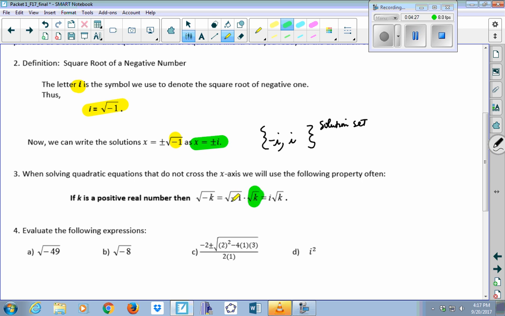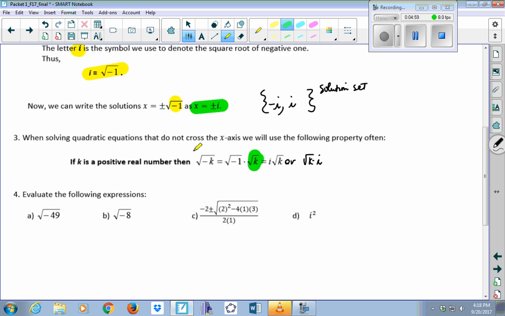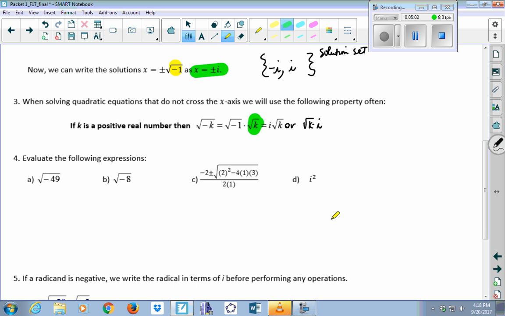And we replace the square root of -1 with i. So our answer would be i times the square root of k, or you could write the square root of k times i. Typically, we put the i in front, so there's no confusion. Someone might say, well, is the i under the radical or not? And it isn't. So you have to be very careful when you write it that it's outside of the radical symbol.